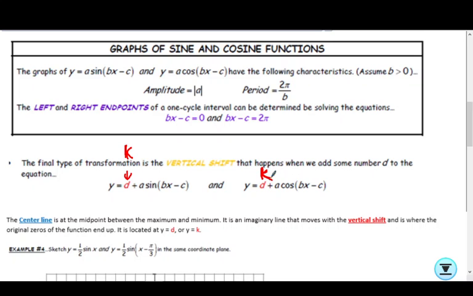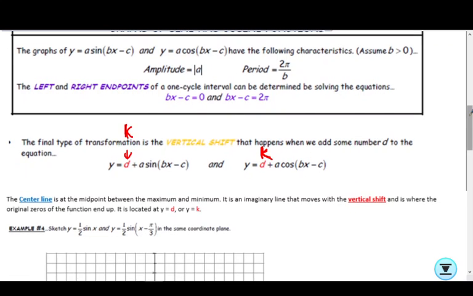Now, that vertical shift also deals with our center line. The center line is that midpoint between the maximum and the minimum. It's that imaginary line that moves with the vertical shift, and it's where the original zeros of the function end up. It's located at y equals d or y equals k, depending on which one you like to use. Normally the center line, if there's no vertical shift, is at 0. But if it's gone up or down, it follows my vertical shift.